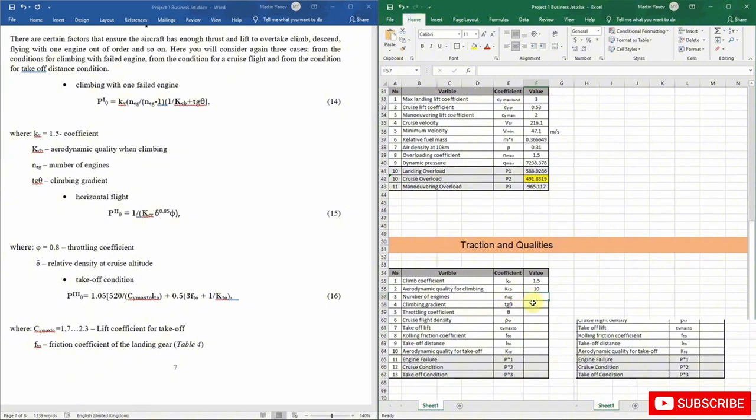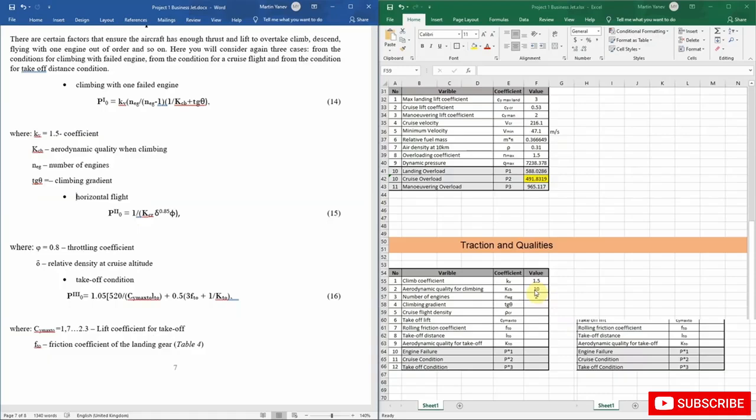Then our number of engines is 2 because we chose this number of engines. Then we need to find the climbing gradient, and usually it is equal to 0.017. This is the standard climbing gradient. Then the cruise flight density will be equal to 0.31.